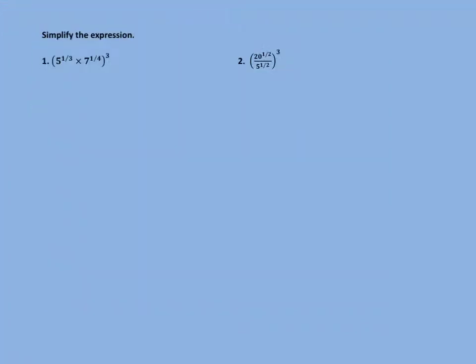So here we go, simplify it. Are they the same base? No, so we can't do adding or subtracting. We only have the multiplication going on, so you need to distribute it. Well, 5 to the 1/3 times 3. That would be 5 to the 1/3 times 3 times 7 to the 1/4 times 3. So that is, well, 1/3 times 3 is 1, so it's 5.